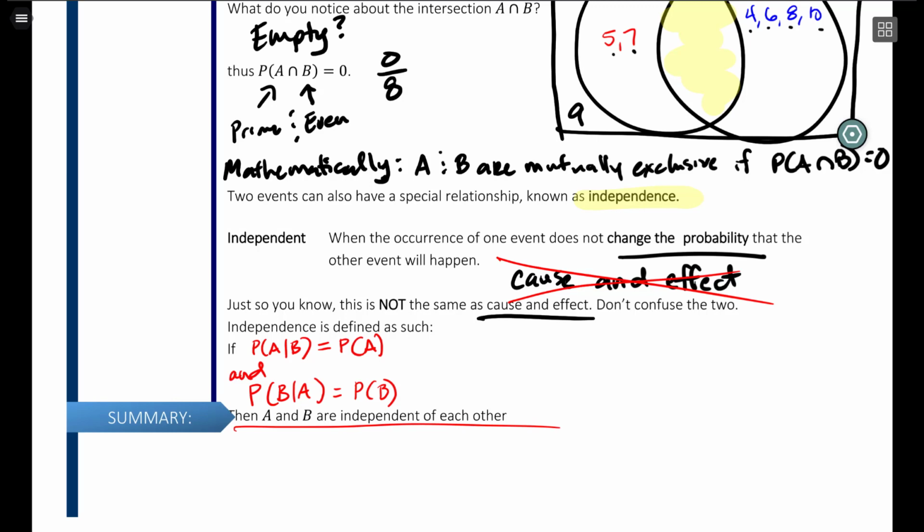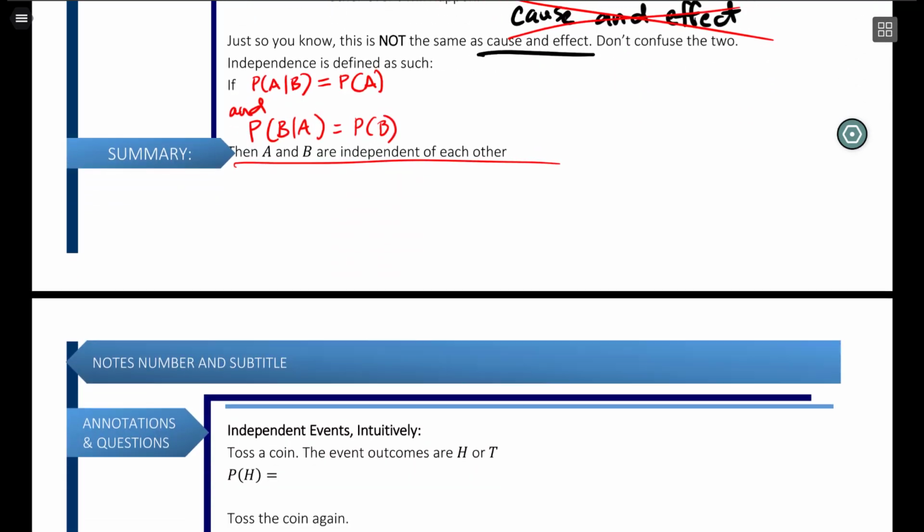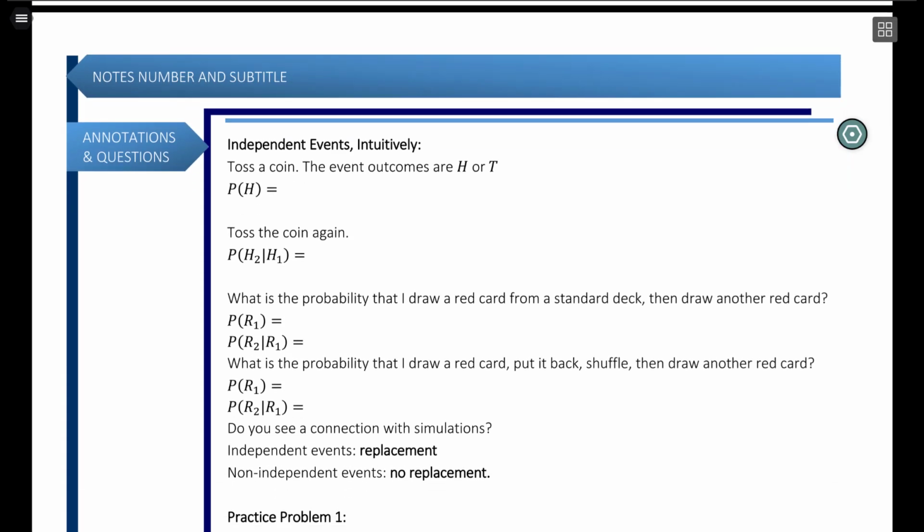Now, that seems like a weird and kind of frustrating formula to work with as far as the definition goes, and we'll get to that in a moment, but let's go ahead and look at it intuitively. First of all, toss a coin. The outcomes are H or T, and the probability that we toss a coin and get heads is very simply 1/2.